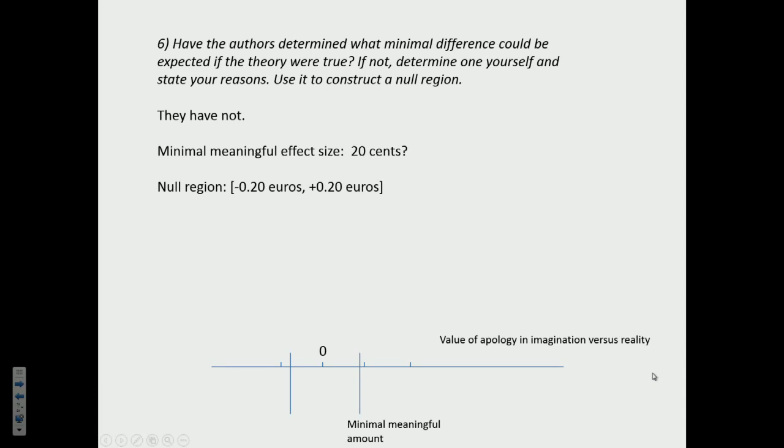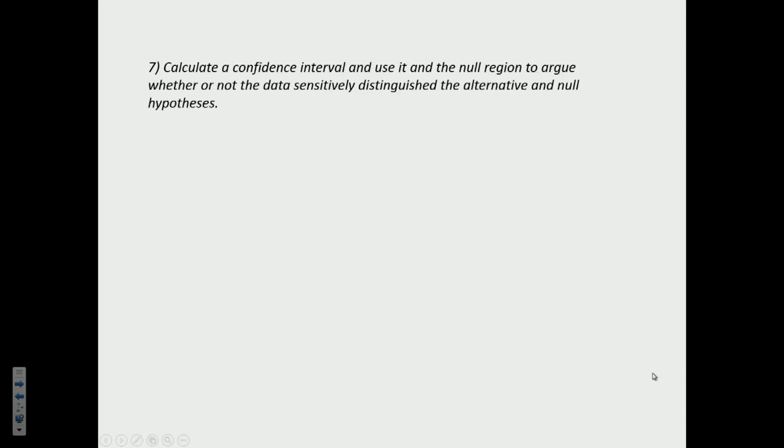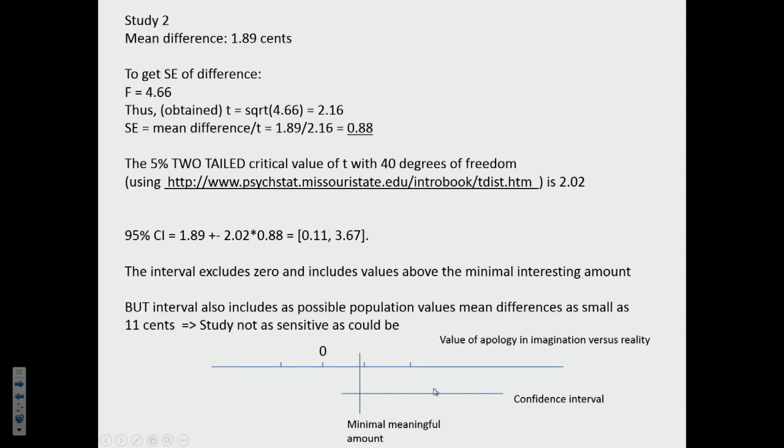So we have a null region, and then the next question is to calculate a confidence interval and use it in the null region to argue whether or not the data sensitively distinguish the alternative and null hypotheses. Well, you have the mean difference. So in study 2, it's 1.89 cents. To get a confidence interval, we need the mean difference. We also need the standard error of the difference, and we can get that if we know the F or the t that they used.